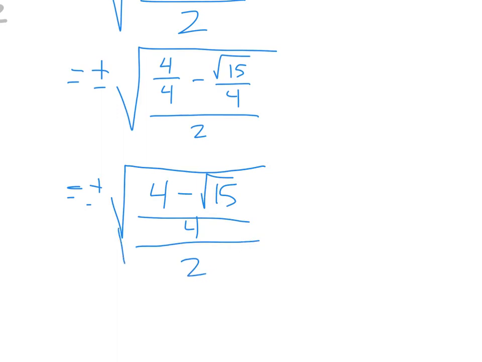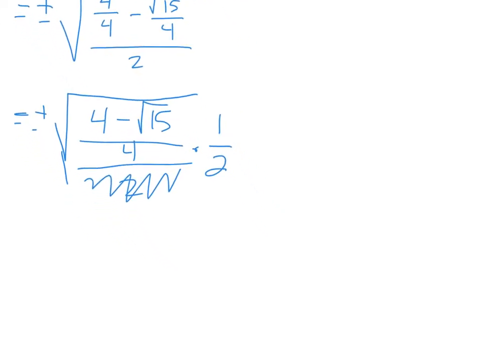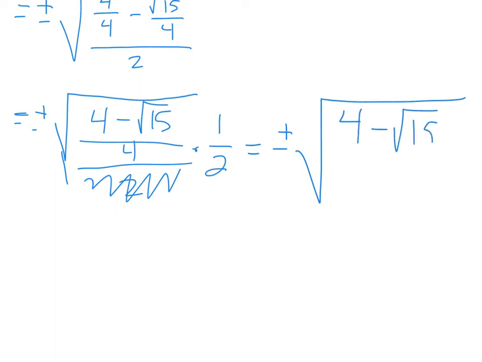Okay, at which point now we're going to say, all right, now rather than dividing by 2, I'm going to multiply by 1/2 and get plus and minus the square root of 4 minus root 15, all divided by 8. Okay, which is a pretty good answer, but unfortunately many textbooks don't like to leave it like that.